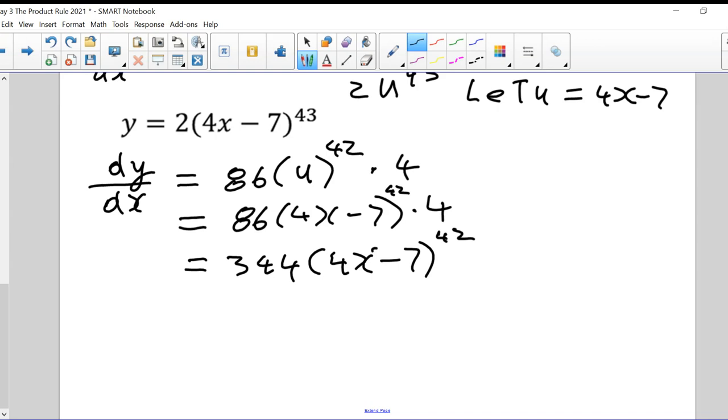Now, this is actually an application of something we call the chain rule, and we're going to do the chain rule in more detail in another class. But this is still using the product law, but also kind of sneaking in the chain rule as well. But we'll get to the chain rule in more detail in another class.